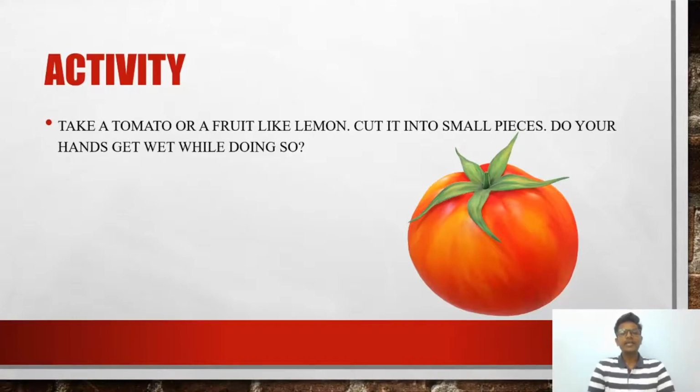I hope everybody has done this activity at your home. If you have done this, you have observed that by cutting a lemon or a piece of tomato, your hand will be wet. Okay, so now we will see further why I have given this activity to you.